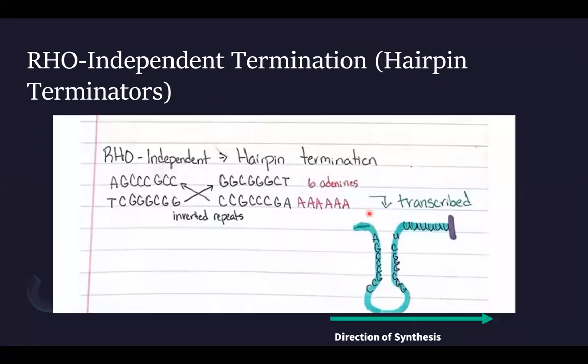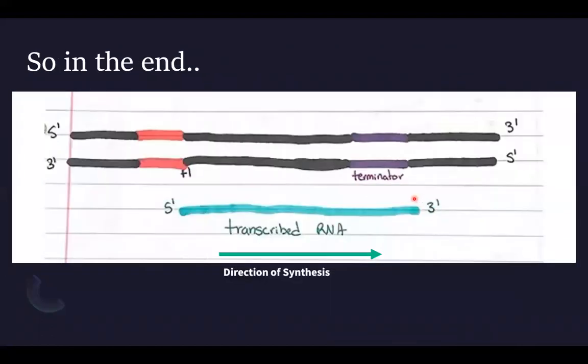However, if you're RHO independent, this means that you have inverted repeats and then 6 adenines, which when transcribed gives you your RNA DNA pairs, and then 6 uracils, then signaling termination. Regardless of whether you're RHO dependent or independent, you're going to end up with a transcribed RNA that starts at the +1 area and then ends after the terminator.